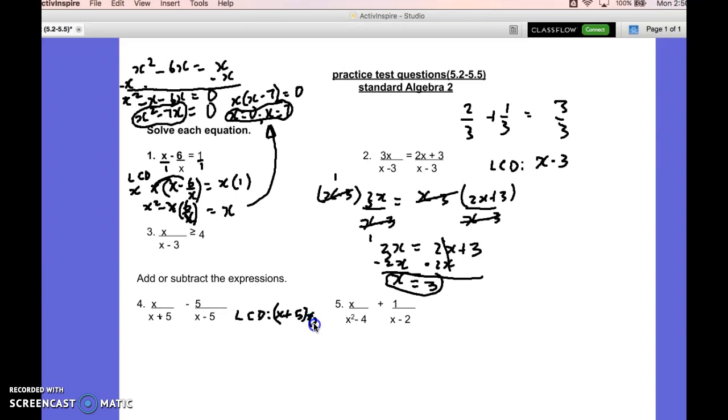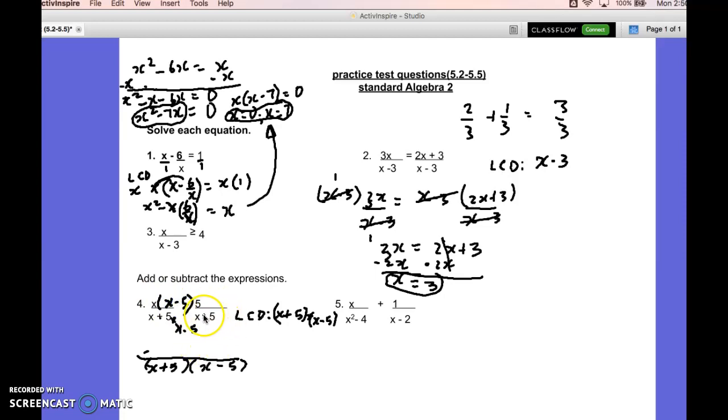I can get it here. x minus 5. That's the LCD. So we can put it right here underneath. x plus 5 times x minus 5 is the LCD. And what do we do with this? Well, here's what we do. We say x plus 5 times what will give me the LCD? It has to be times x minus 5. So we take this and multiply by x minus 5.